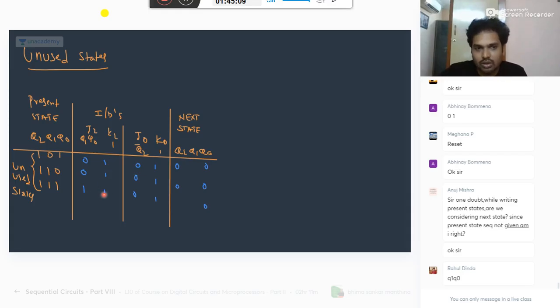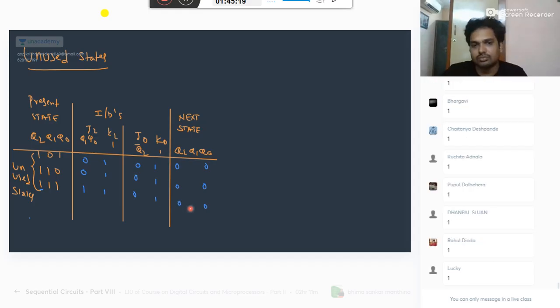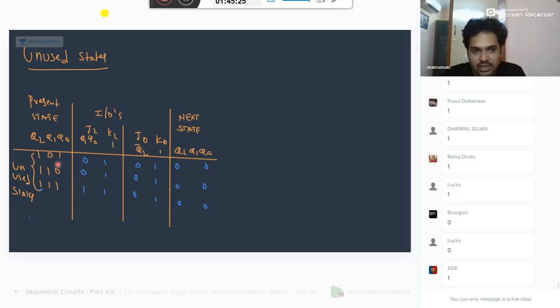When you give 1, 1, toggle means toggle the present state Q2. What is the present state Q2, man? What is the present state Q2? 1. 1 toggled is 0. Now comes your best friend, that is Q1. This analysis is very important. Very important. Please listen carefully.